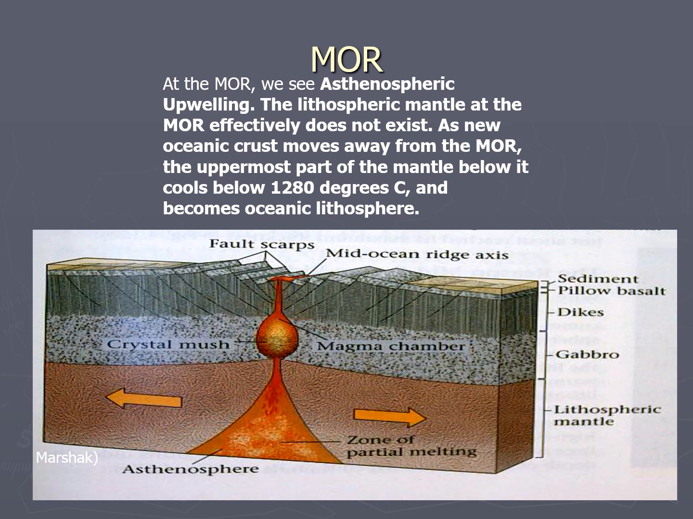Okay, so at the mid-ocean ridge, the asthenosphere is upwelling or rising. The lithospheric mantle at the mid-ocean ridge effectively does not exist. So as new oceanic crust moves away from the mid-ocean ridge, the uppermost part of the mantle below it cools, and when it reaches about 1280 degrees Celsius, it's basically going to solidify and fuse onto the bottom of the basalt crust and becomes new oceanic lithosphere.